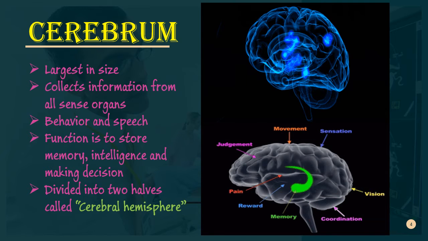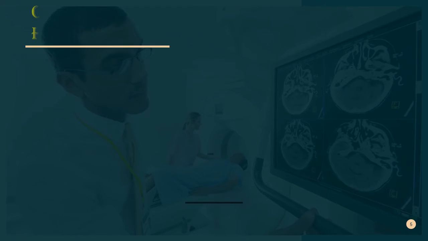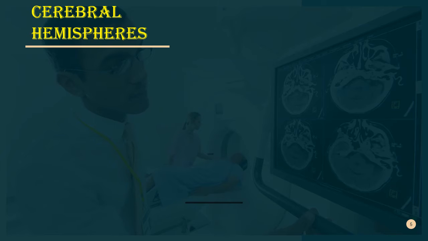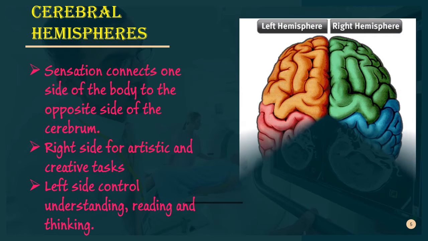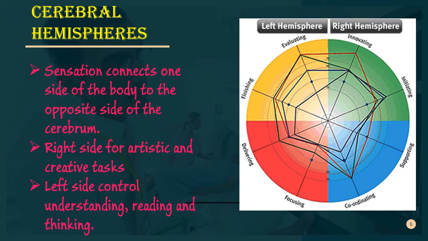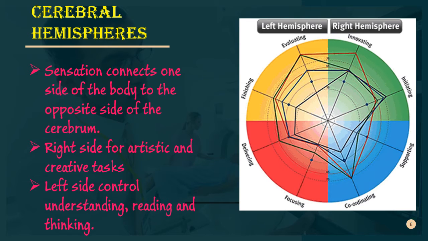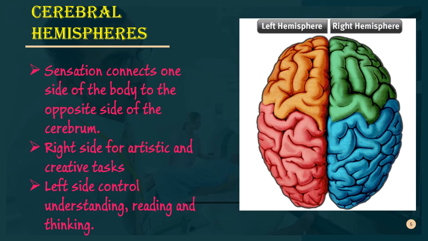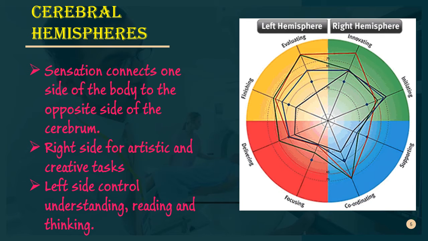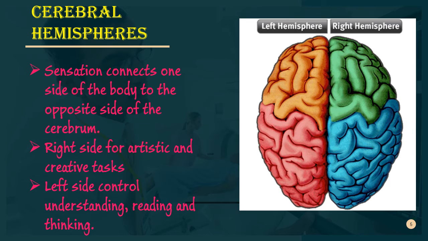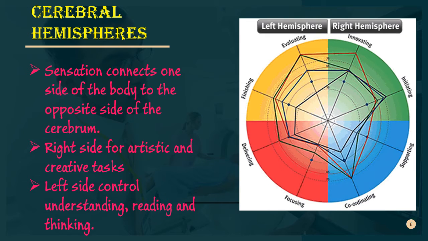The cerebrum controls your action, behavior, speech, thinking, solving problems, and making decisions. The cerebrum is divided into two halves called the cerebral hemispheres. If we rotate the brain, the cerebrum has two halves called cerebral hemispheres, linked by nerve fibers. One side of the brain connects to the opposite side of the body. The right side of the cerebrum is more important in artistic and creative tasks, while the left controls understanding, reading, and thinking.